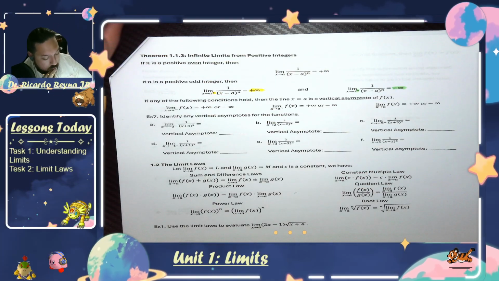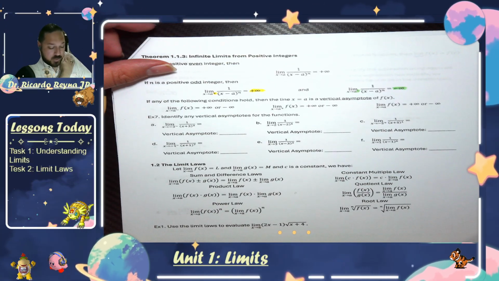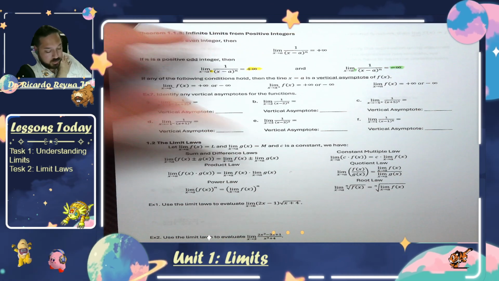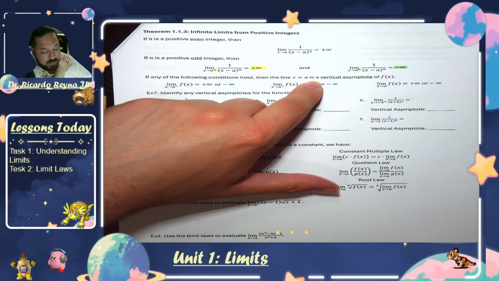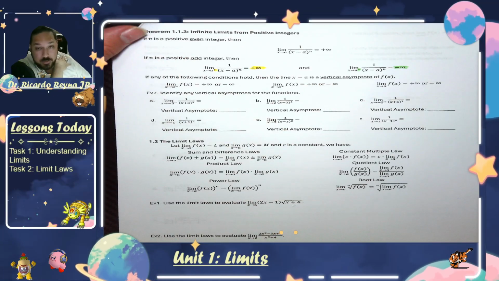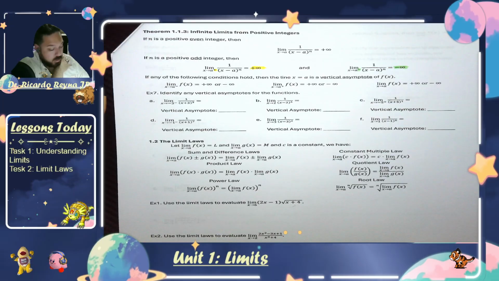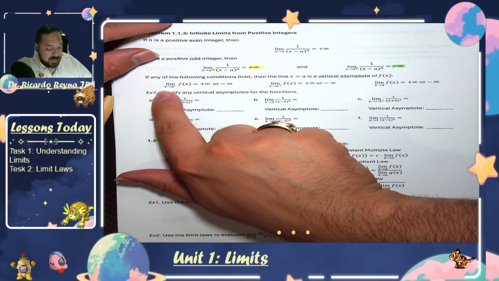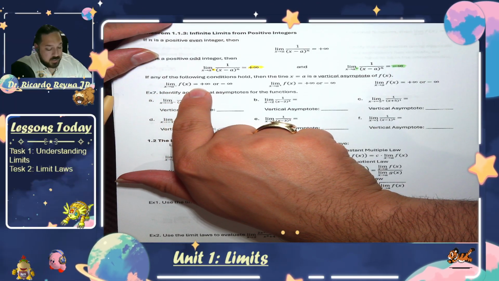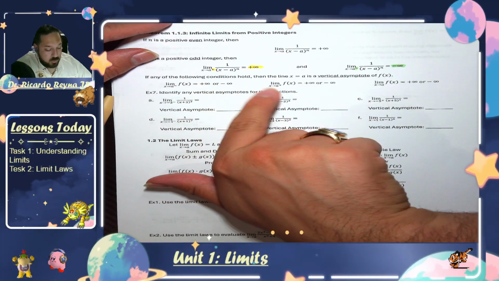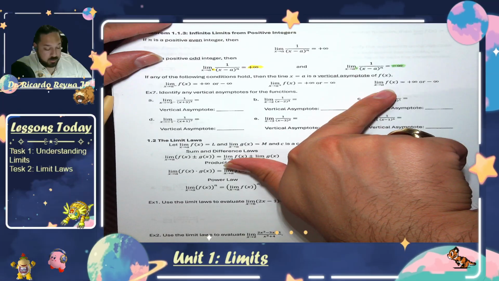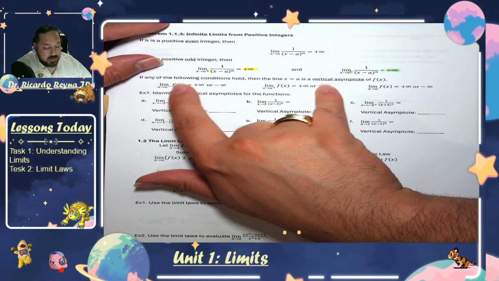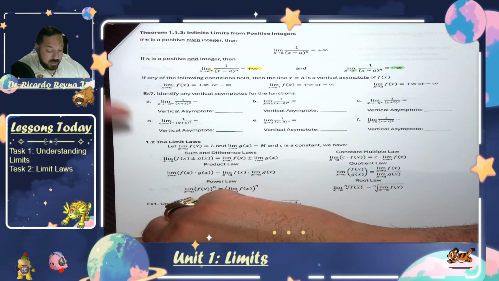All right. Then we have another technicality. If any of the following conditions hold, then the line defined as x equals a is considered a vertical asymptote of f of x. That means that if this limit as x goes towards a from the left is either positive or negative infinity, or from the right, or altogether we get an infinity, then x equals a is going to be considered a vertical asymptote.